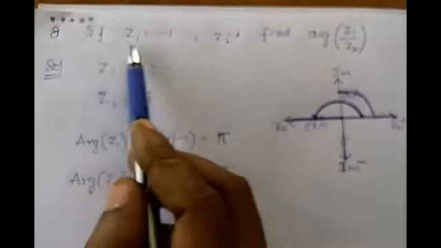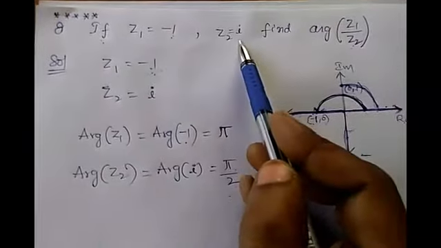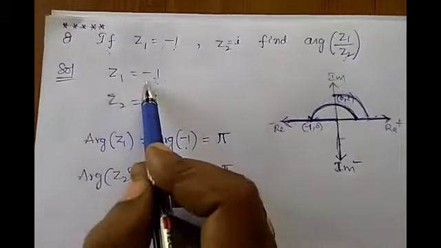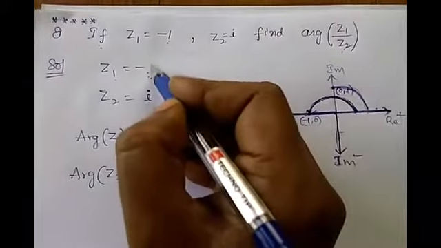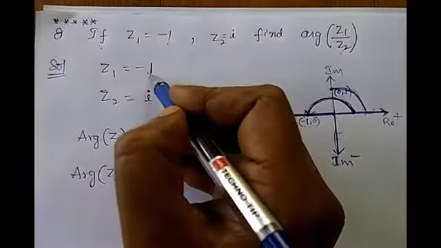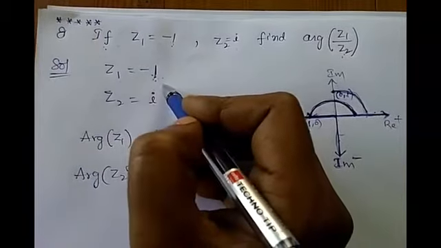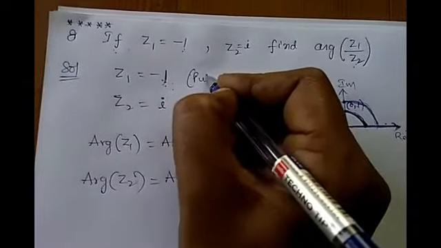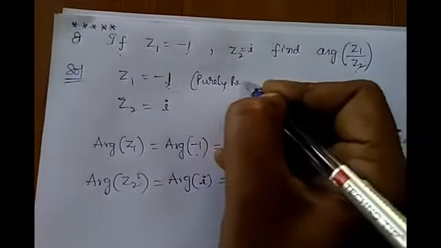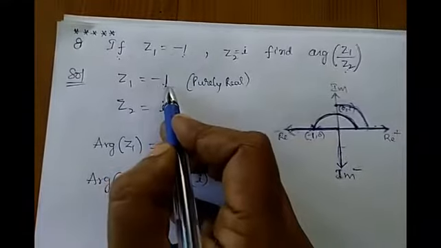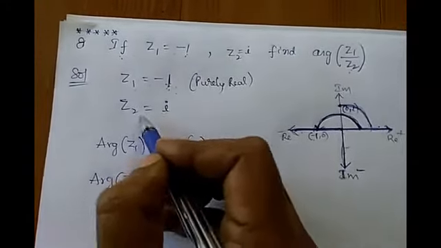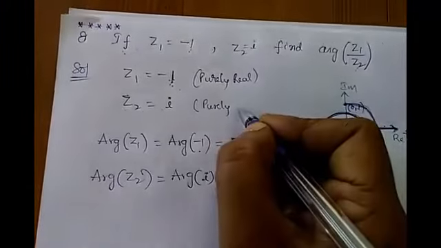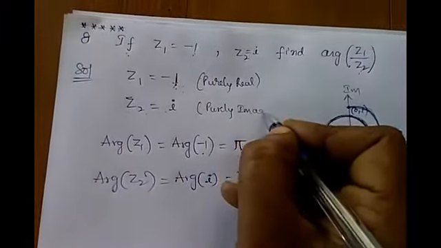The next problem is: if Z1 is equal to minus 1 and Z2 equal to i, find the argument of Z1 by Z2. Here Z1 equal to minus 1. There is no imaginary part in this complex number, so Z1 is a purely real number. Z2 equal to i is a purely imaginary number. There is no real part, so it is purely imaginary.